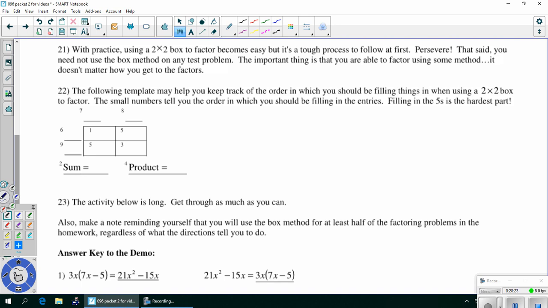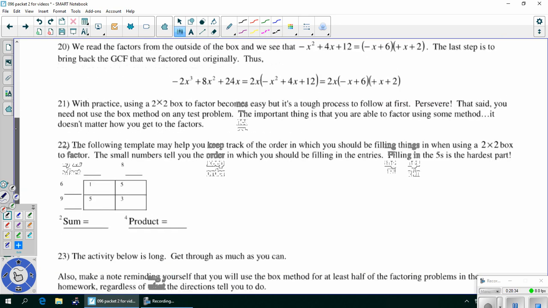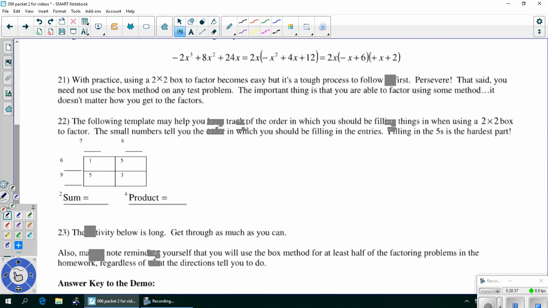Last thing here is 22. The following template may help you keep track of the order in which you should be filling things in when using a 2x2 box to factor. So let's go ahead and copy the original problem, just the part that we were working on. We'll do this thing again quickly. So negative x squared plus 4x plus 12.